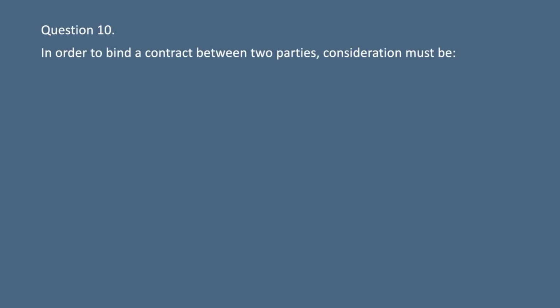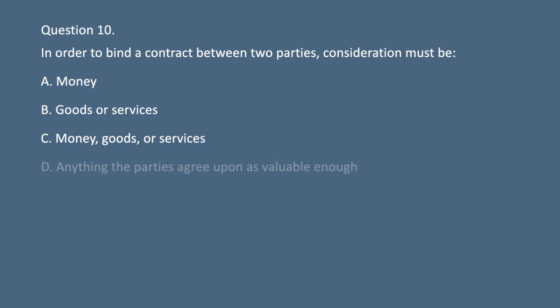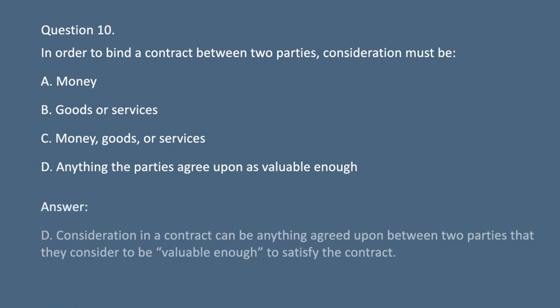Question 10. In order to bind a contract between two parties, consideration must be A. Money. B. Goods or services. C. Money, goods, or services. D. Anything the parties agree upon is valuable enough. Answer. E. Consideration in a contract can be anything agreed upon between two parties that they consider to be valuable enough to satisfy the contract.